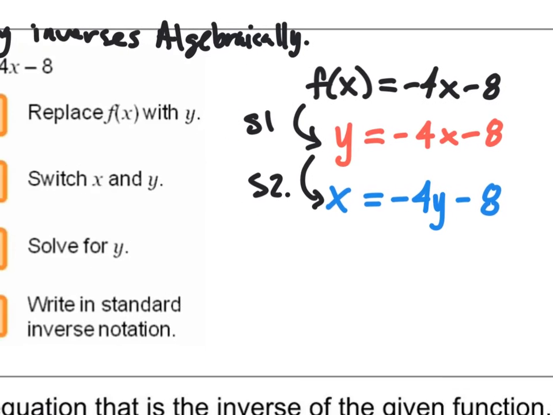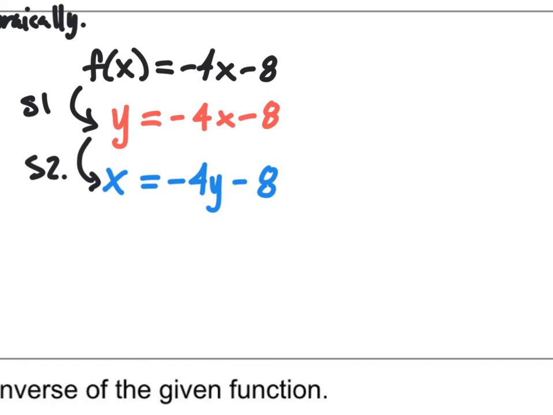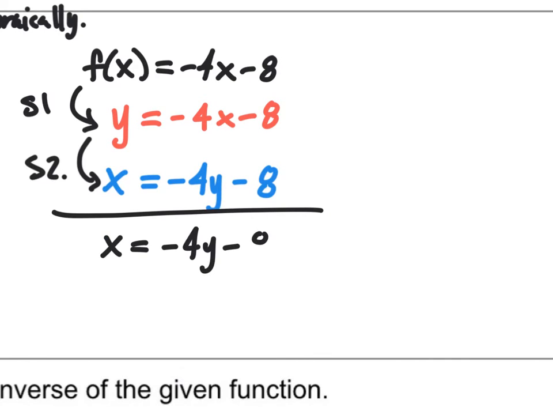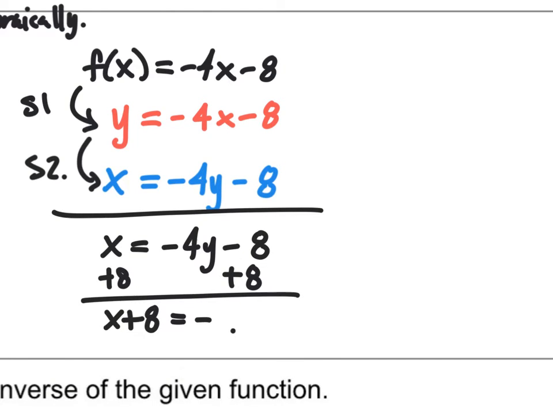Then we want to solve the equation for y. Let me do that real quick. Let me make a page break here. I'm going to rewrite that same equation: x equals negative 4y minus 8. I'm going to solve for y, so I'm going to add 8 to both sides. Then I get x plus 8 is equal to negative 4y.